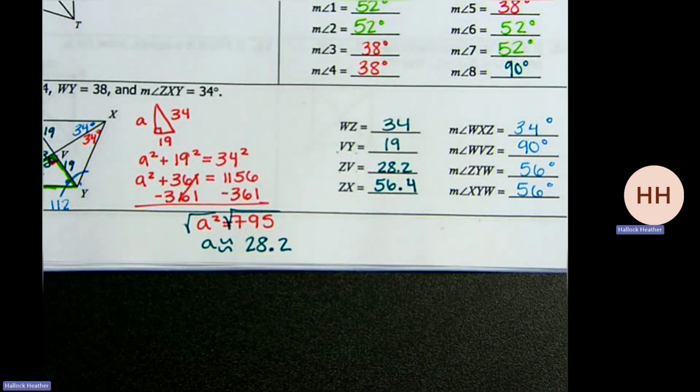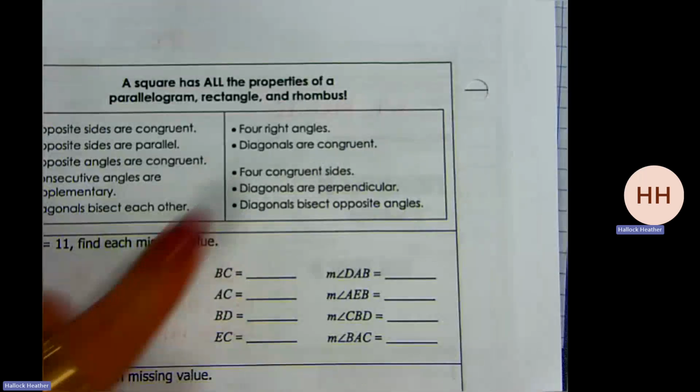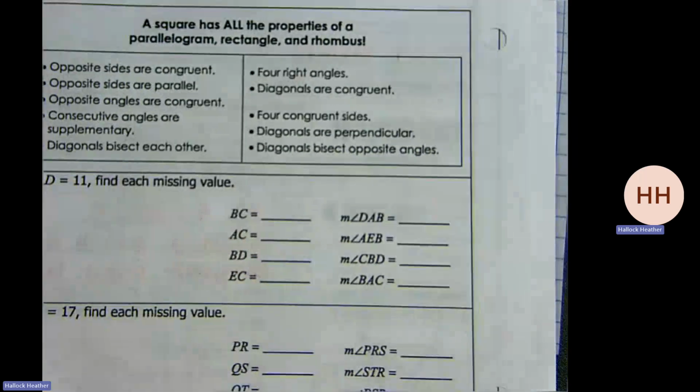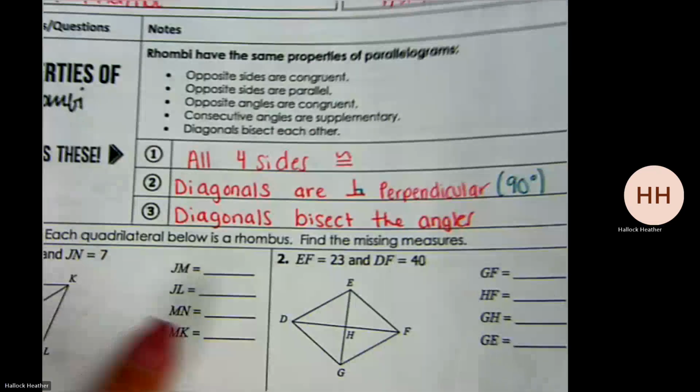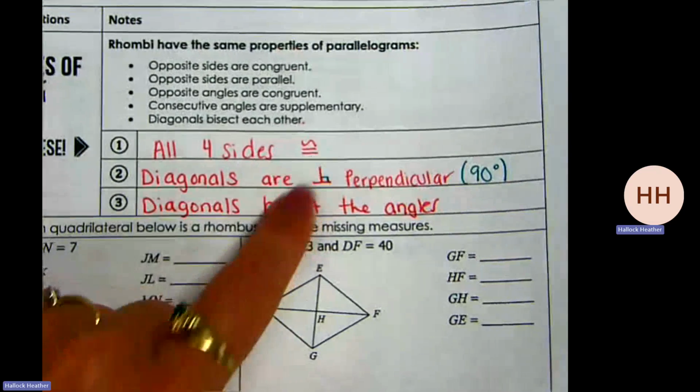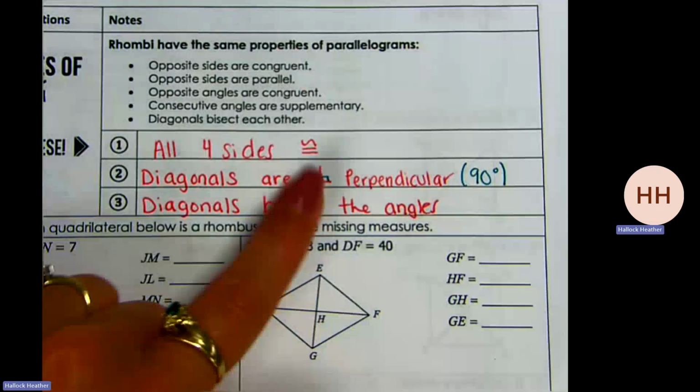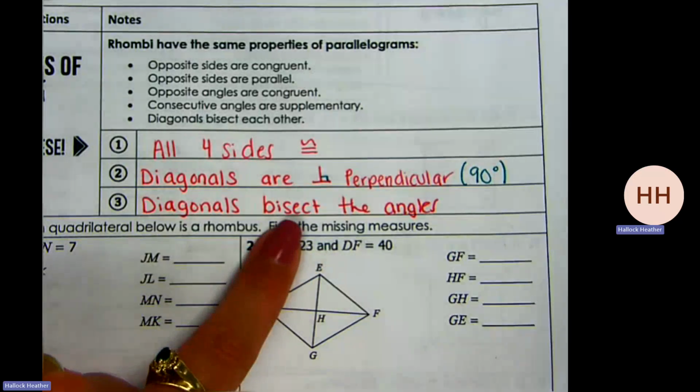A square is a rhombus. A rhombus is technically a square, okay? That has two extra things. So the only thing that we added today with the rhombus is that it has congruent sides. So it's a parallelogram, but it has 4 congruent sides. The diagonals are perpendicular, meaning they're creating 90-degree angles, and the angles are bisecting each other.